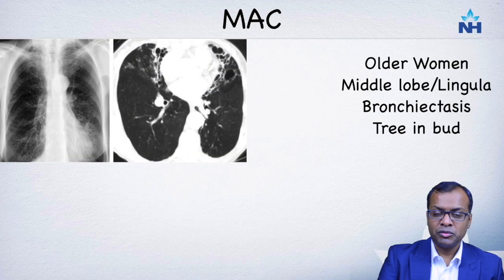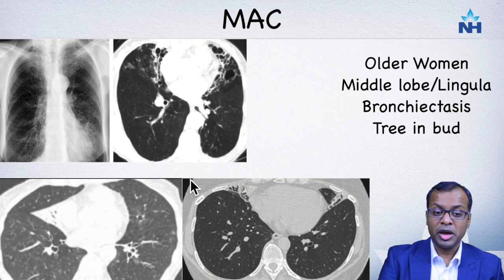The mid-zone involvement is fairly typical in terms of an atypical mycobacterial infection, which often happens in older women, and it is in the middle lobe and the lingula where you start seeing these bronchiectatic changes. You may also see areas of middle lobe collapse itself or significant loss of volume in these patients. There is often a tree in bud pattern associated with this abnormality.